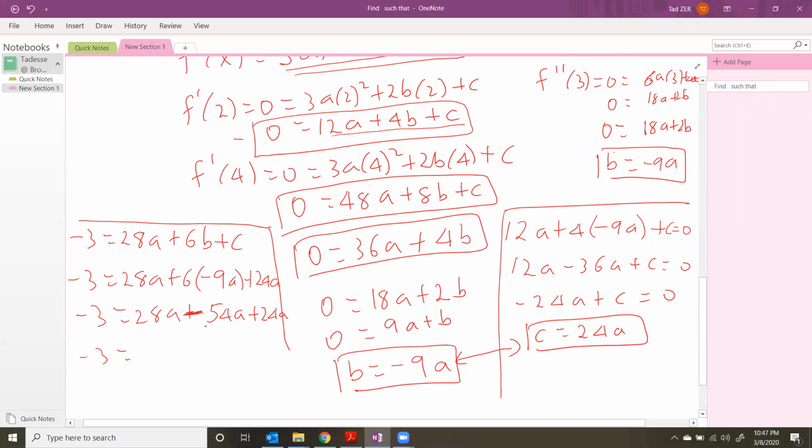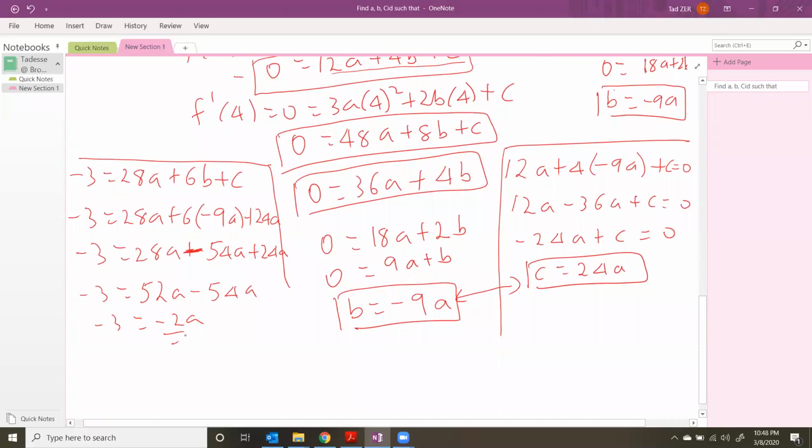You can add the 28 and 24 first, it's up to you. So 28 plus 24 is 52, right? So 28 plus 24 is 52a minus 54a. So negative 3 equal to 52a minus 54a, which is negative 2a. So divide both sides by negative 2. That gives you the value of a to be what? 3/2. So I'm done, right? I have a equal to 3/2.